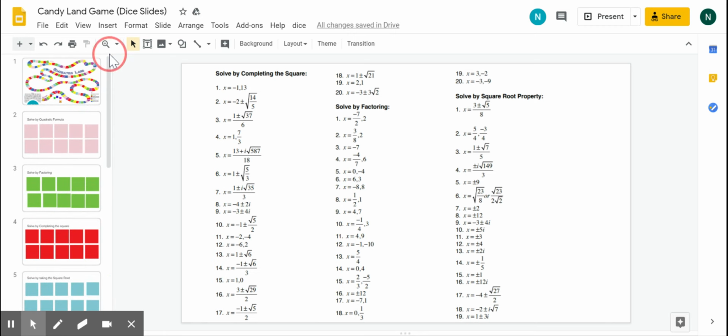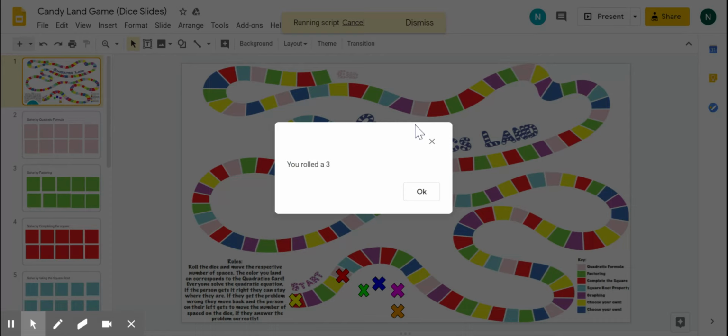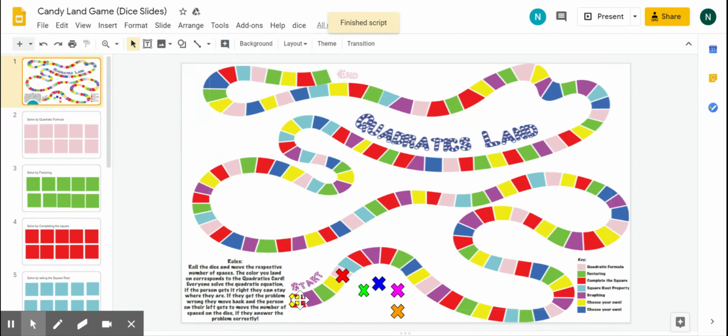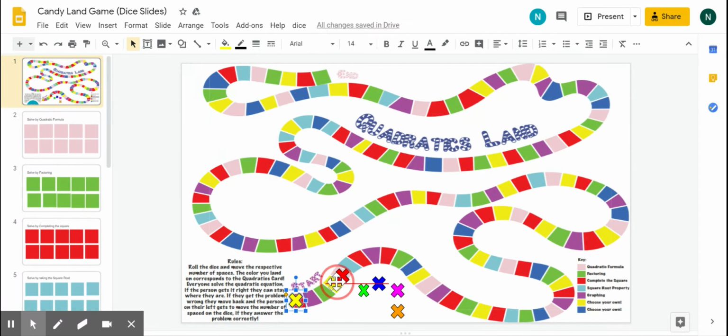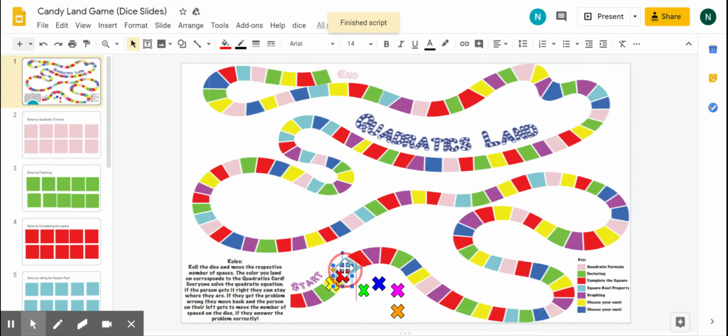When you're done, you're then going to go back and roll the dice again. So now you got a 3, so you're going to move 1, 2, 3. Now you're solving a yellow card, and then your friend's going to roll the dice, and they got a 5. So move 1, 2, 3, 4, 5. They're going to pick a green card.